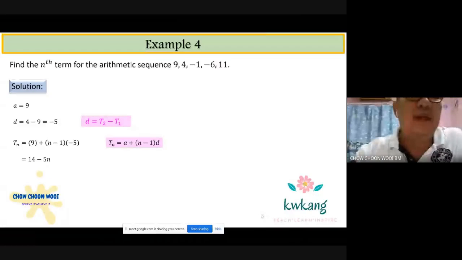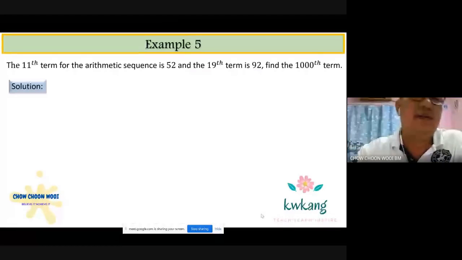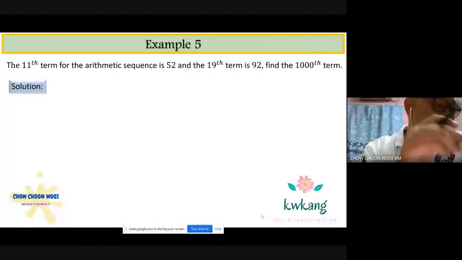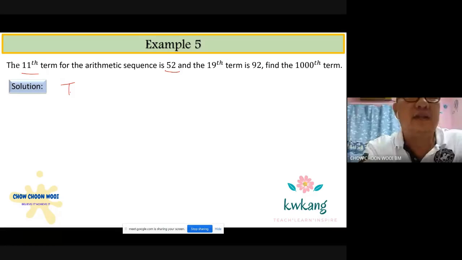Okay, next. The 11th term for an arithmetic sequence is 52 and the 19th term is 92. Find the 1000th term. Tu sebutan ke-1000. Okay. So apa yang kita tahu during the exam, if possible you try to take out this one first. So the 11th term, apa maksud the 11th term? Which is T11 lah, sama dengan 52.